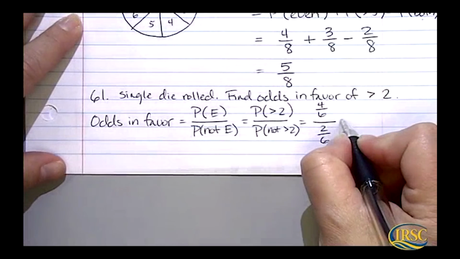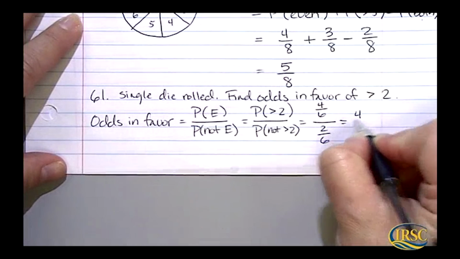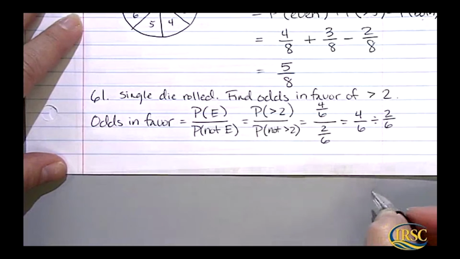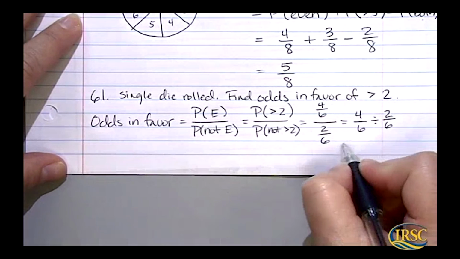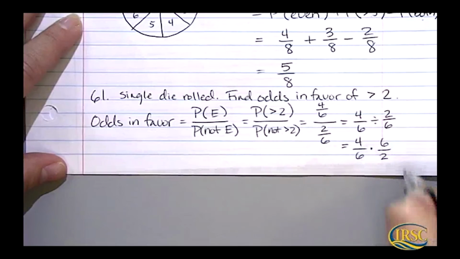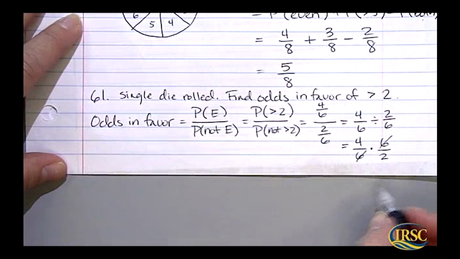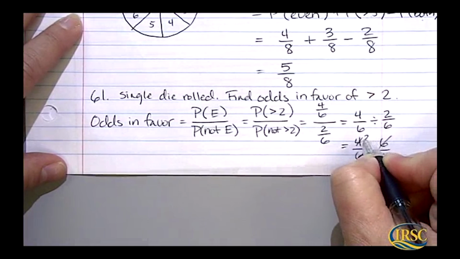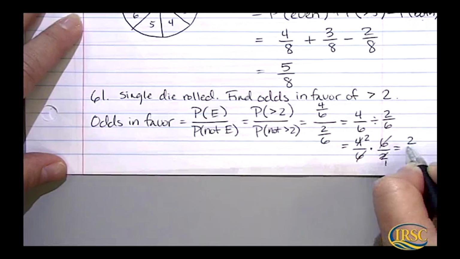And so this is the same as 4 over 6 divided by 2 over 6. But that means multiply by the reciprocal. So the 6's cancel. 2 goes into 2 one time and into 4 2 times. And so you have 2 over 1.